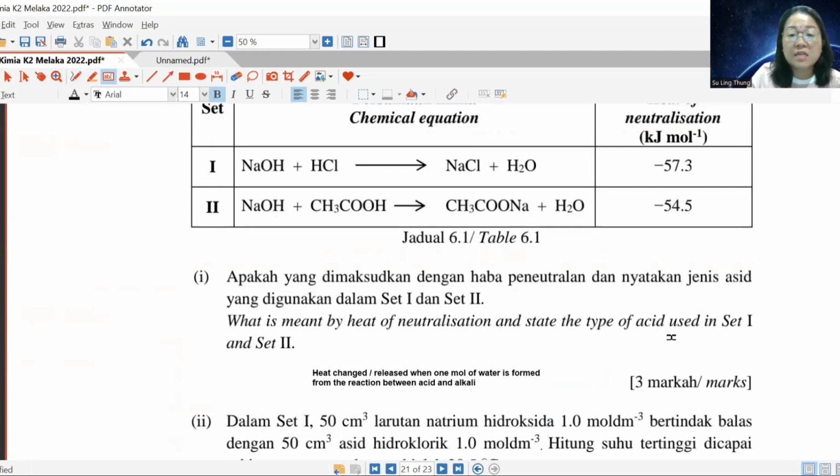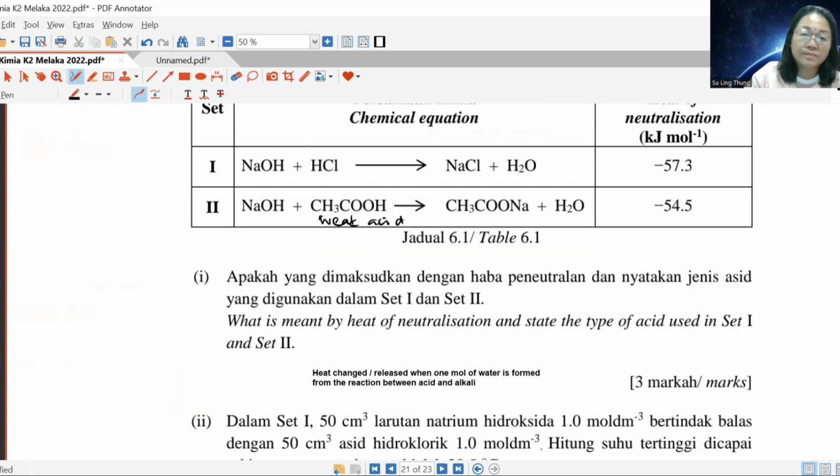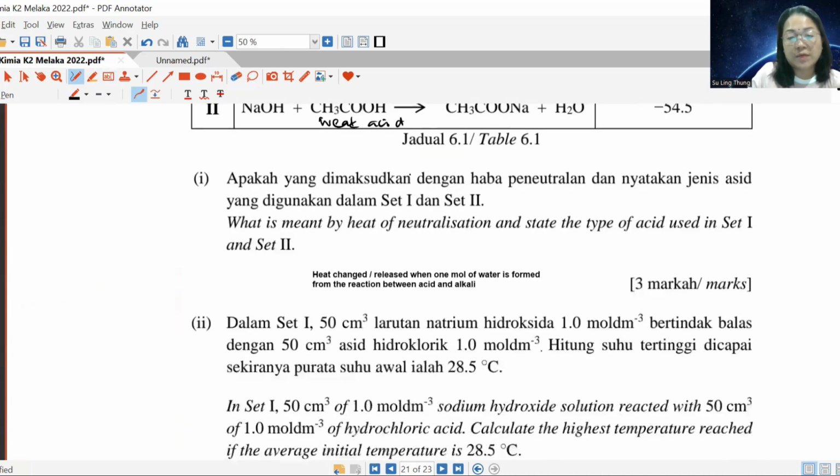Okay, state the type of acid used in set 1 and set 2. So set 1 is a strong acid, set 2 is a weak acid. It's quite obvious here, because the moment you see ethanoic acid, if they want you to name what type, it is normally either weak or strong. Okay, so that's for question 1.